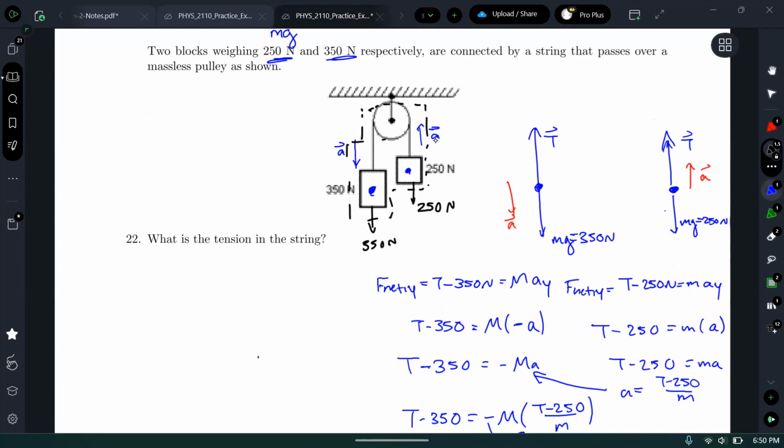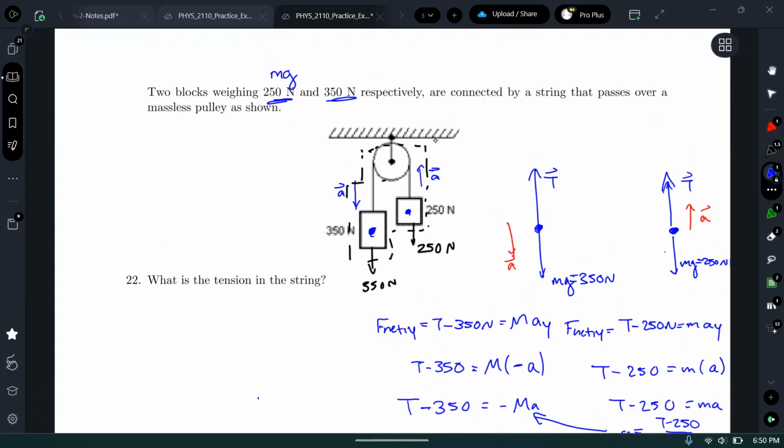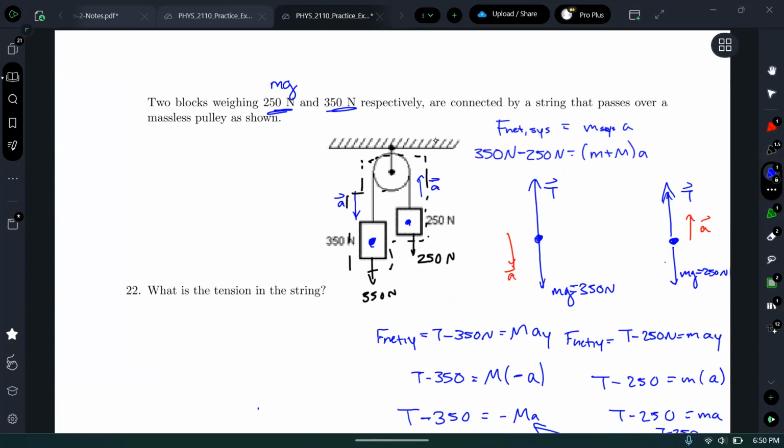And my second law version for systems is the net force acting on the system is equal to the mass of the system times the system's acceleration. The mass of the system is just add up the masses of the two blocks. The net force acting on the system is what's aiding the acceleration minus what's hindering it, which would be little m... the big block pulling everything down. The little block is opposing that. So acceleration is 350 minus 250 over the sum of the masses.